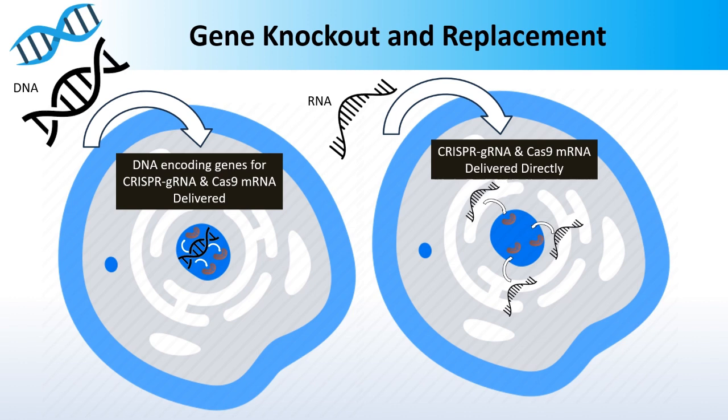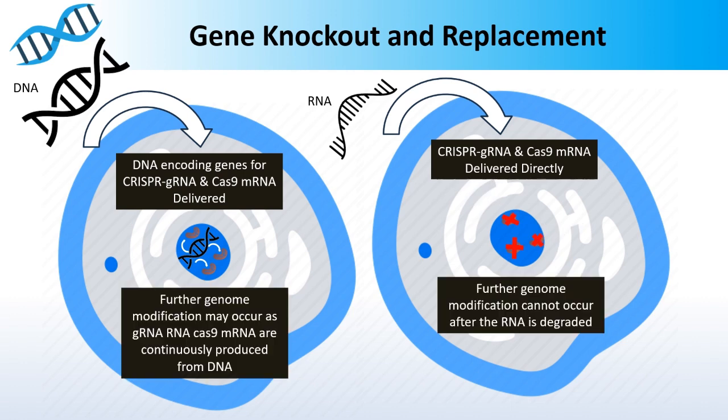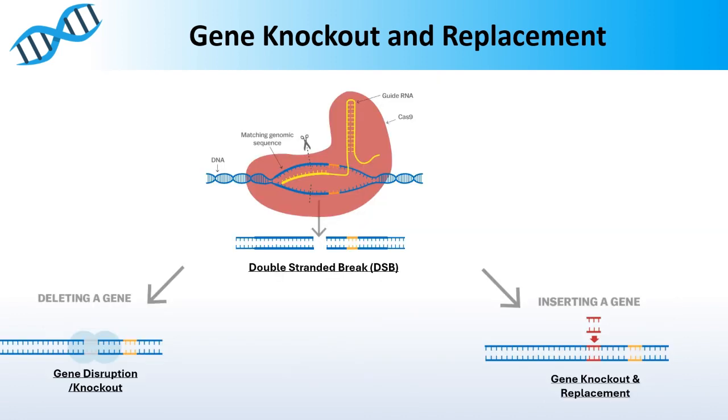And of course, this direct delivery of RNA is more desirable because once the genome changes are made, you don't want the guide RNA or the Cas9 protein hanging around, potentially editing other parts of the genome. So once the RNA degrades, any further genome editing ends. Whereas with DNA delivery, you have new guide RNA and Cas9 being continuously made all the time from the DNA that was delivered. So you have more of a chance of accumulating off-target genome modifications using this approach. But in any case, after the double-stranded DNA break, the next step can be either gene disruption or gene replacement. And of course, gene disruption is much less complex.